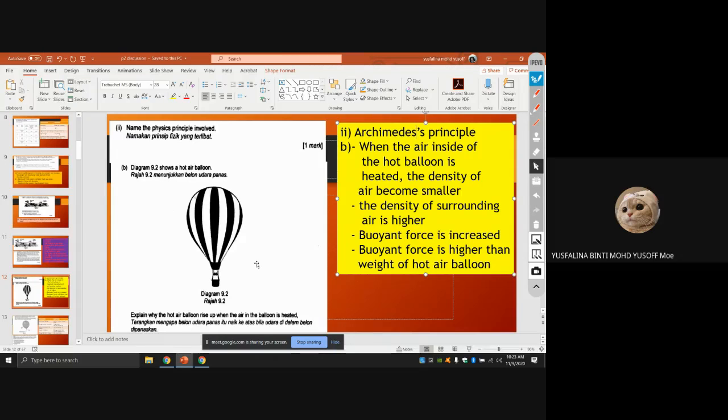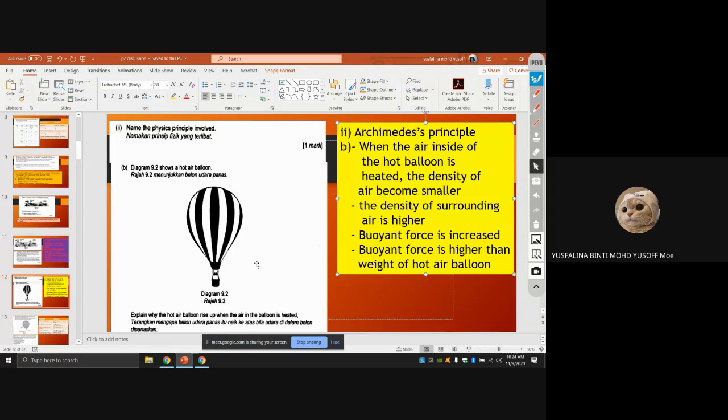So the first one, when the air inside the hot balloon is heated, the density of air becomes smaller. Because when you heat the air inside the hot balloon, it becomes hot air. You already know the hot air is actually very light, so the density becomes lower inside the hot air balloon, and the density of the surrounding is higher. If you compare the density of air inside the hot balloon and the surrounding, the density inside is lower.